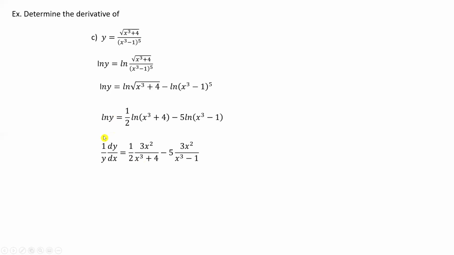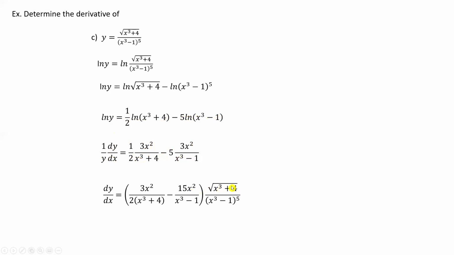Derivative of ln y, 1 over argument times derivative of argument. 1/2 multiplied by the derivative of ln x cubed plus 4. 1 over argument, derivative of argument. Minus 5 times the derivative of ln x cubed minus 1. 1 over argument times derivative of argument. We're going to multiply both sides by y, and we're going to clean this up as well.